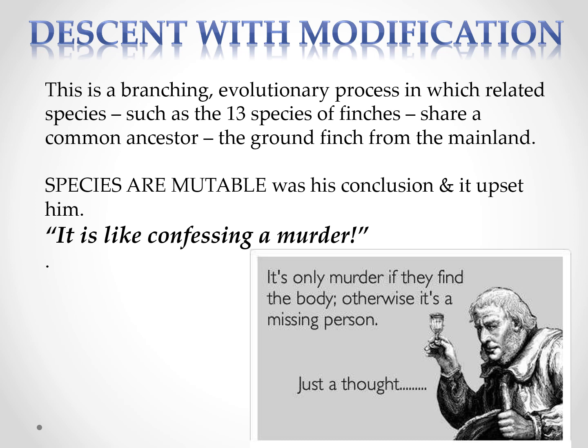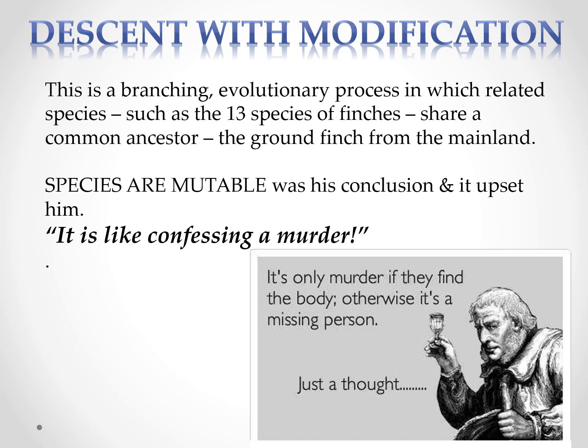And what Darwin was really looking at with this process of diversification amongst these finches was this notion of descent with modification, right? This is a branching evolutionary process in which related species, such as the 13 species of finches that we find on the Galapagos Islands, share a common ancestor. Using the finches, for example, the common ancestor was that ground finch from the mainland, right?